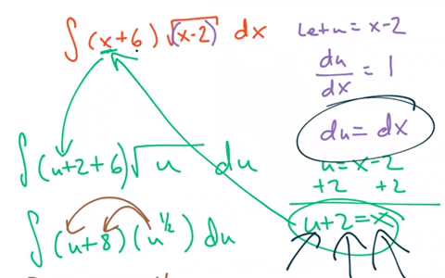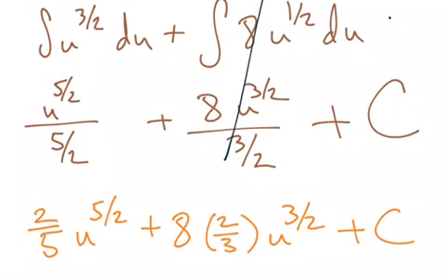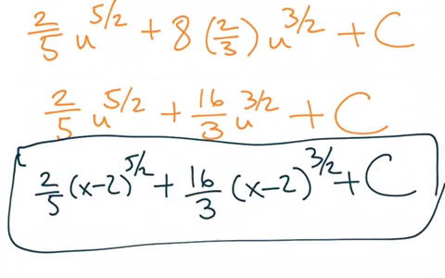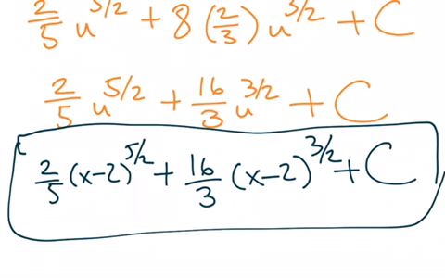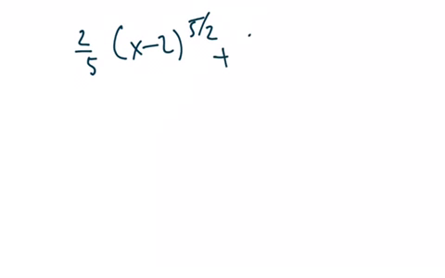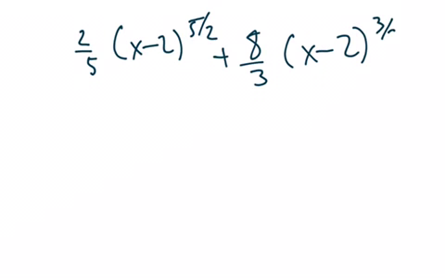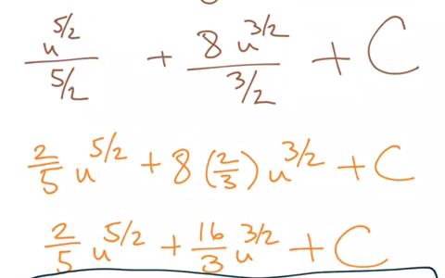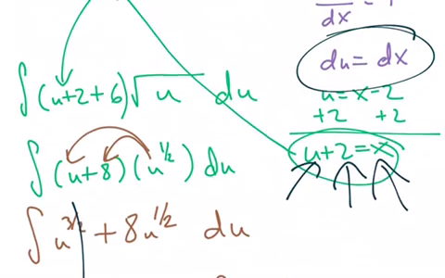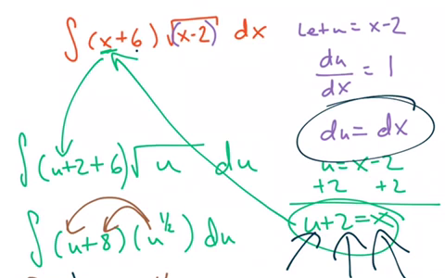So if you want to redo the one given, the answer in the one given is going to be 2/5 (x minus 2) to the 5/2 plus 8/3 (x minus 2) to the 3/2 plus c. It's essentially the same process. I just wrote the problem down originally incorrectly from the very beginning. So just keep that in mind if you want to rework it.